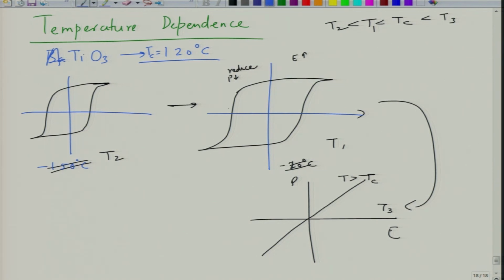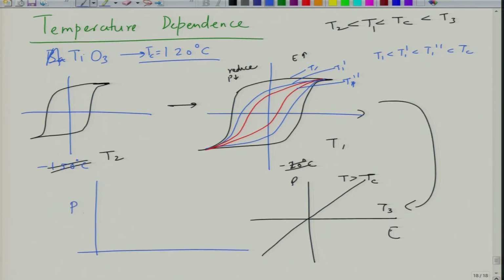So, as you plot this for other temperatures, the polarization will keep decreasing a little bit. So, for example, it will become like this, then it will also become like this. So, let us say these are the intermediate temperatures. So, this is let us say for a temperature T1, let us say this is T1 prime, this is T2 prime. So, T1 double prime, and this T1 is lower than T1 prime, is lower than T1 double prime, is lower than Tc. This is how the behavior will evolve, and then eventually you will reach a paraelectric state. So, this is how you can see the polarization as you plot as a function of temperature.